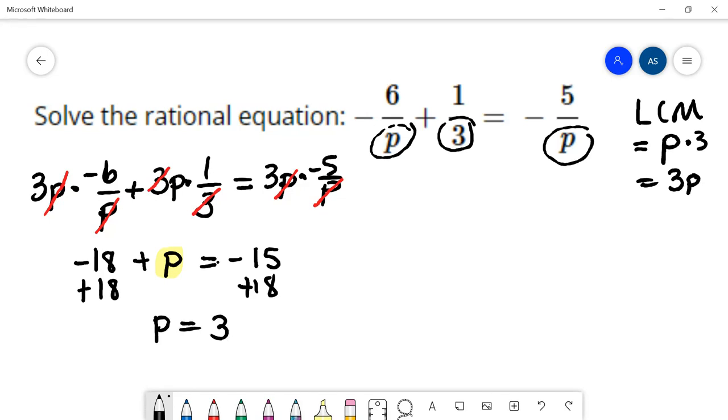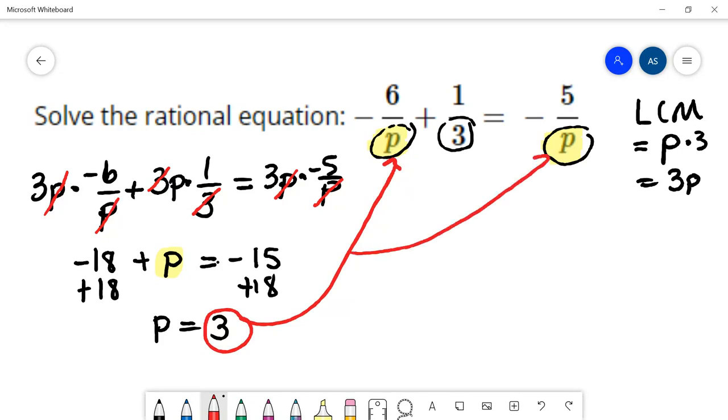Now there's one more step that we need to do here. Usually checking is optional, but we have to make sure that we never created an undefined number, which is creating division by 0. So we have to make sure that when we substitute this in for that variable, we don't get 0. In this example, we would get a denominator of 3 in both cases, which is allowed. Division by 0 is not, so we just have to make sure that we never divide by 0. So the solution to this equation is p equals 3.